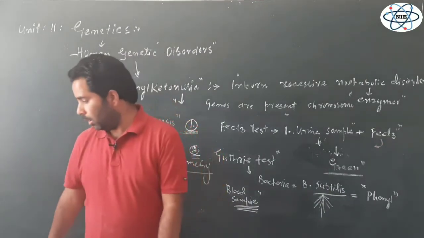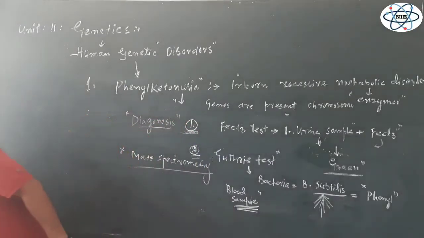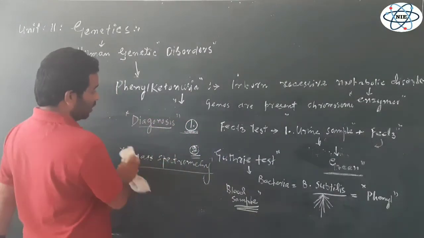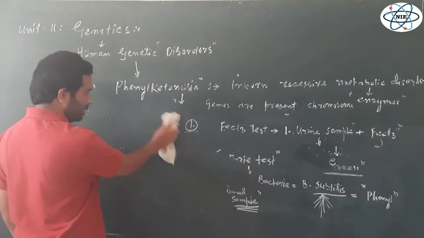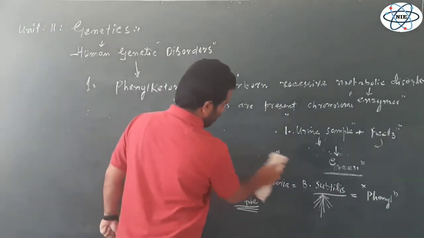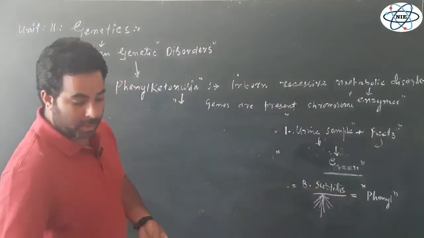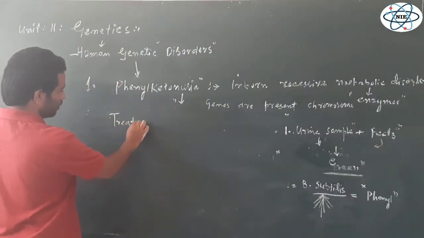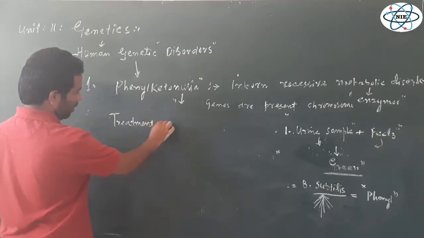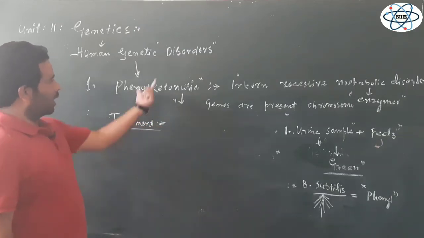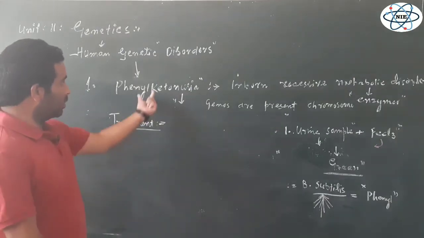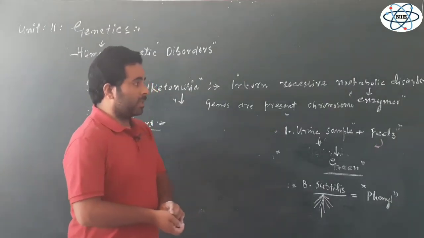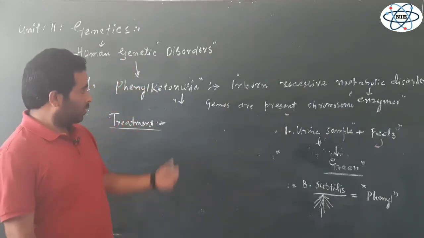Lastly, we have to understand, is there any treatment for this phenylketonuria? So let us discuss the treatment. What about the treatment of this disorder? So far as the treatment is concerned, there is no cure for this phenylketonuria. It's incurable because it is a genetic disorder.